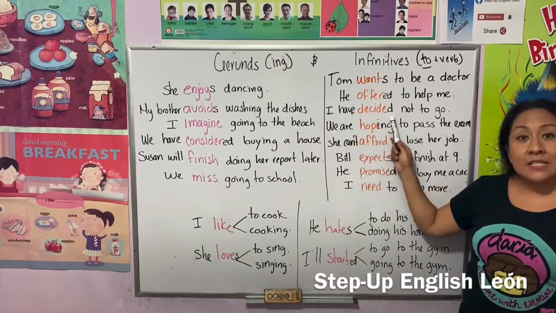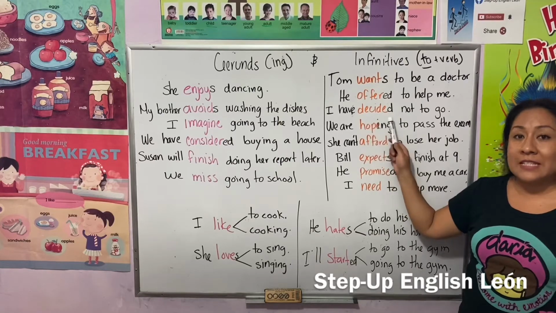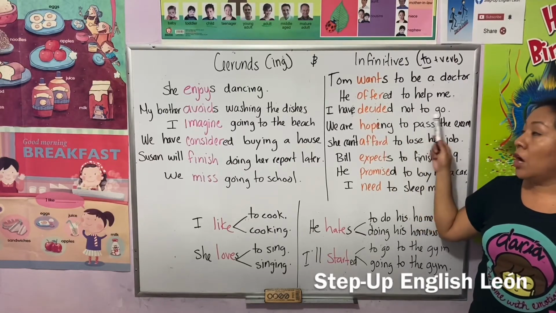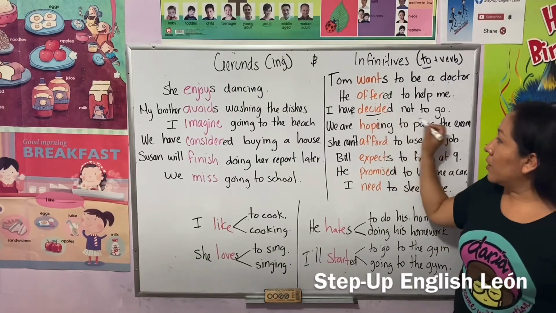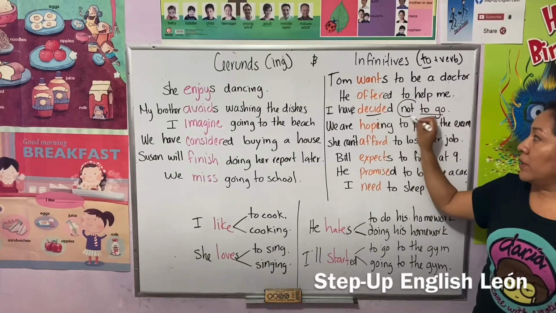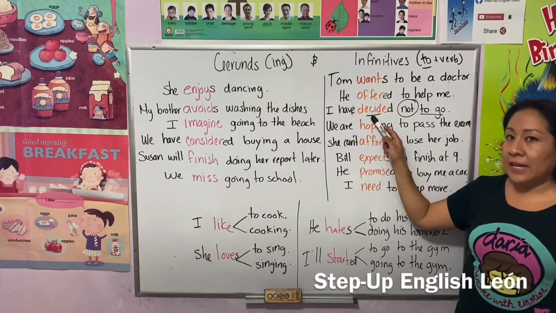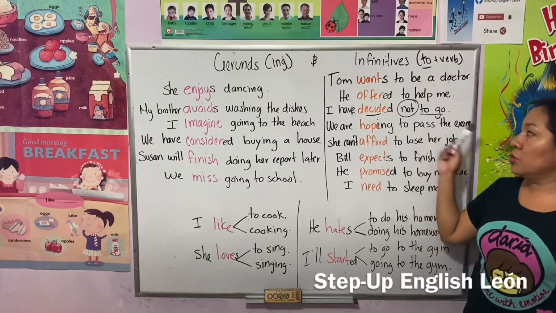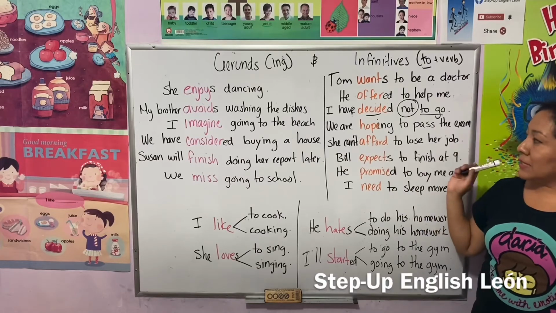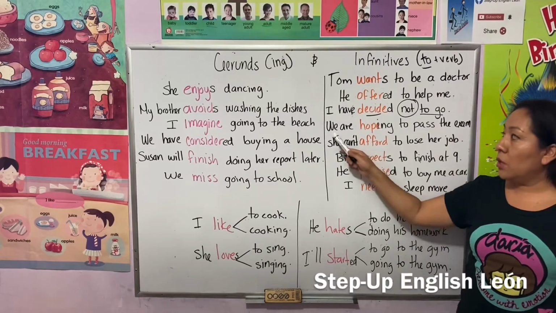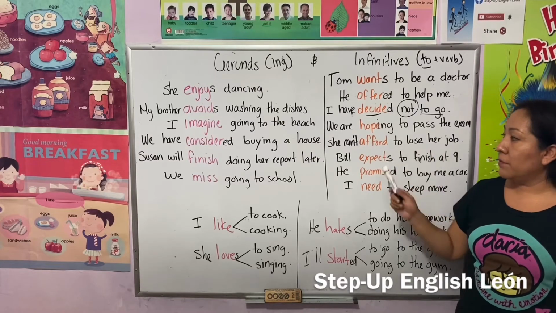"I have decided not to go." I have decided, present perfect. I have, past participle, decided. Second verb, not to go. Notice this. Because I am connecting two verbs, I don't need auxiliaries. Simply the word not. I have decided not to go. "We are hoping to pass the exam." Present continuous. We are hoping to pass the exam, infinitive.